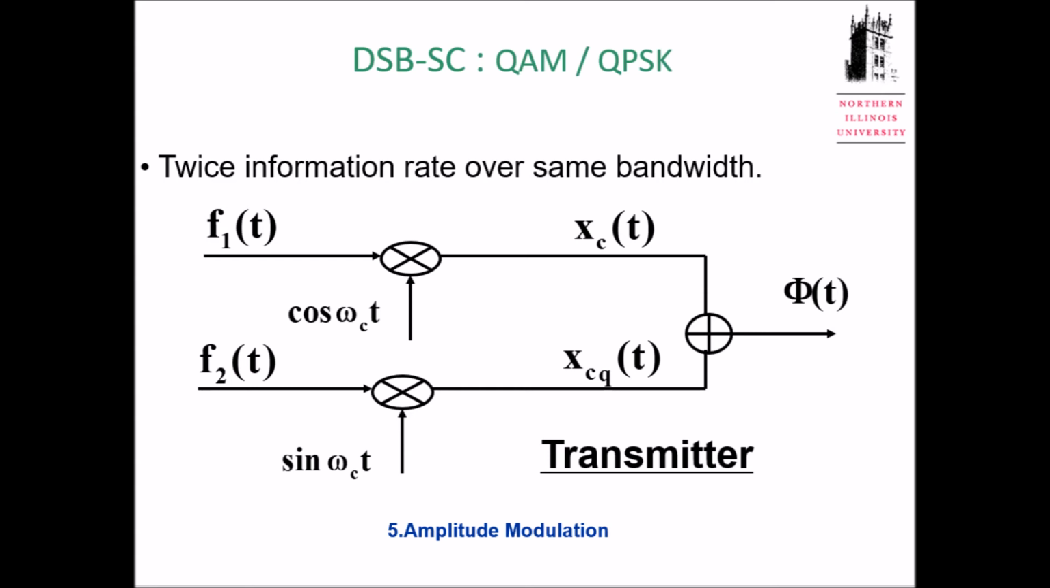In this way, we can transmit twice the information on the same bandwidth. In digital communication, we call it QPSK. This is the transmitter side. We have two double sideband suppressed carrier transmitters, combined together. The only difference is they have the same frequency, but a 180 degree phase shift. Oh no, a 90 degree phase shift, right? Cosine and sine, a pi over 2 phase shift. So this is the transmitter side.